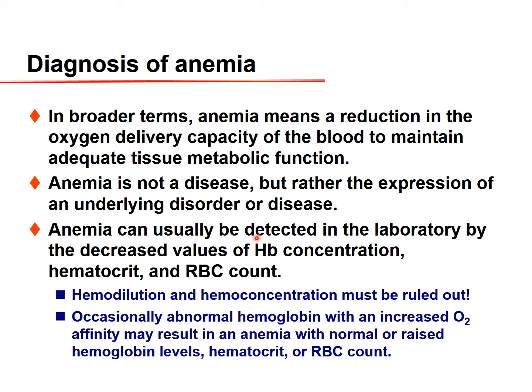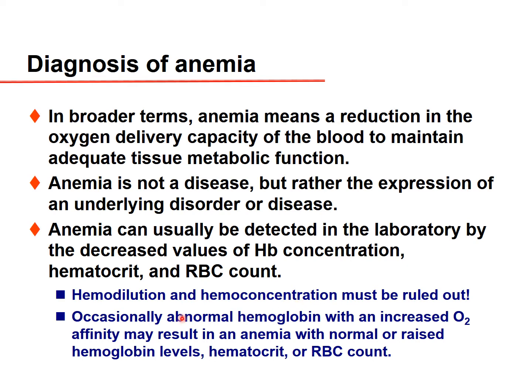Now anemia can be detected in the laboratory by the decrease of the hemoglobin concentration or the hematocrit or the red blood cell count. When we evaluate these lab values, we have to rule out hemodilution or hemoconcentration. For example, if somebody got an infusion before you were taking the samples, that could dilute the blood cell count. Or if somebody is exsiccated, that can cause hemoconcentration.